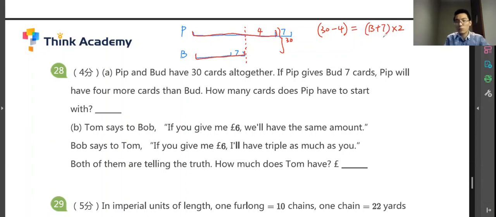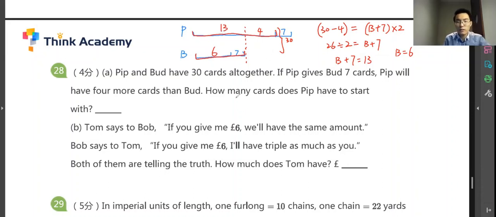And with this equation, we can find out how many cards Bud has to start with. Okay, so 26 divided by 2 should be B plus 7. And B plus 7 is 13. Then B will be 6. So this is 6, and that means 6 plus 7, this line over here, is 13.